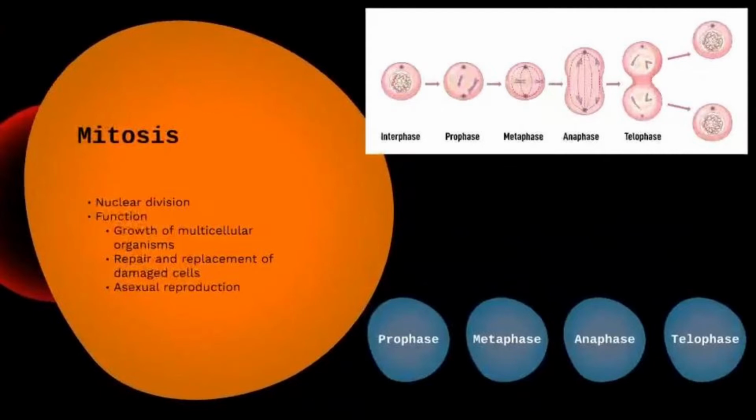Mitosis is made up of 4 phases: prophase, metaphase, anaphase, and telophase. The way that I remember this is by using the acronym PMAT, so prophase for P, metaphase for M, anaphase for A, and telophase for T. The first stage is prophase.